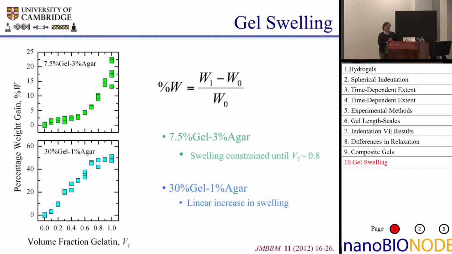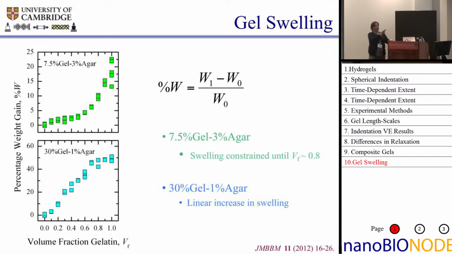So here's some interesting data on gel swelling for these 2 different systems. For each one, we made these gels every 10%, and then they're plotted there as the volume fraction of the gelatin melt component. And what you can see is that we get two very different types of behavior for these two sets of gels. So on the top, when we have a very stiff agar and a very compliant gelatin, we have very little swelling until the gelatin fraction gets to be significant.